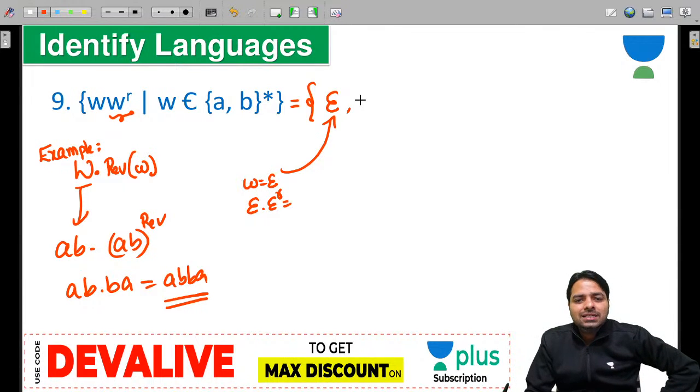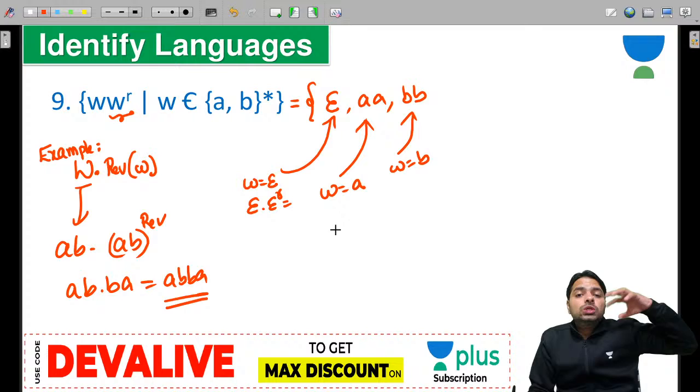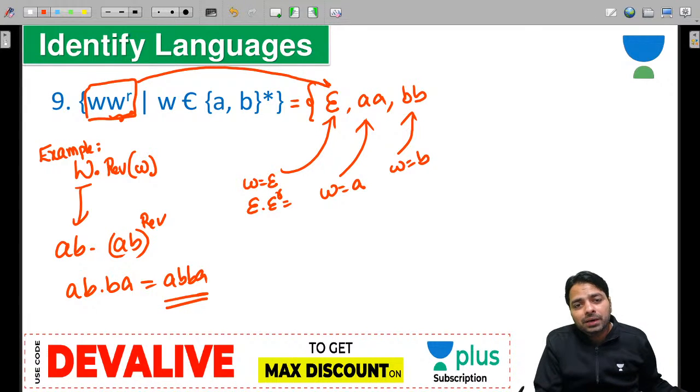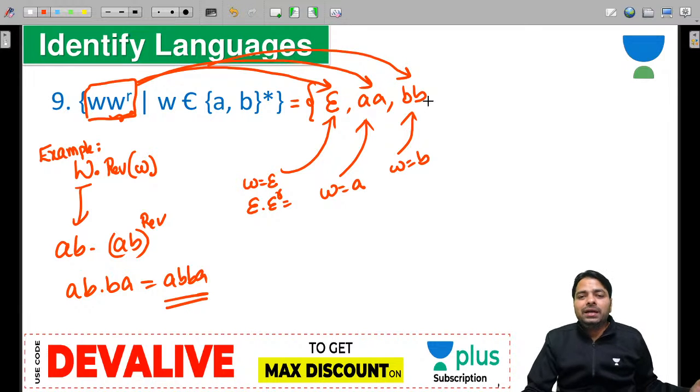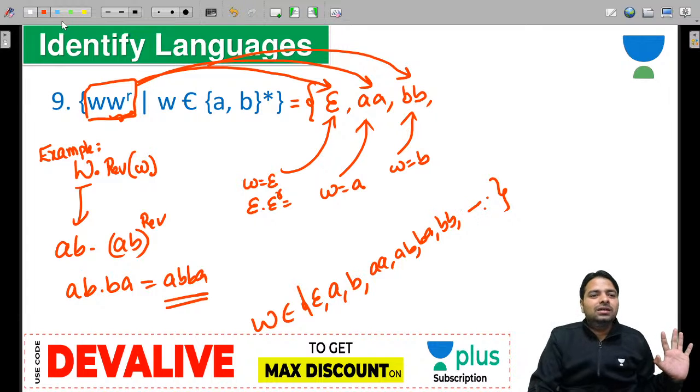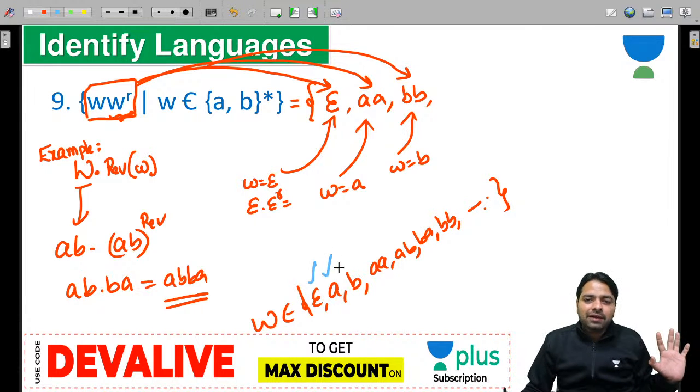Now the next string is AA. How did you get that? When W is A. How did you get BB? When W is B. But we should talk about W W power R. Remember, we should not talk about just W. Remember, the next thing is what? Because you said W belongs to epsilon, A, B, and I am taking them one by one. Epsilon I have taken, A I have taken, B I have taken.